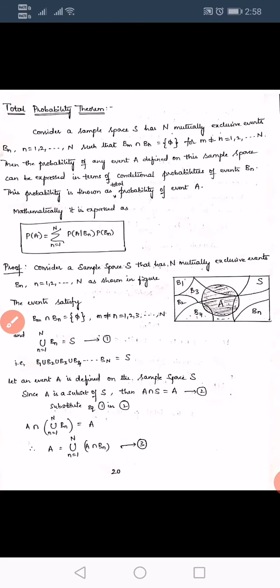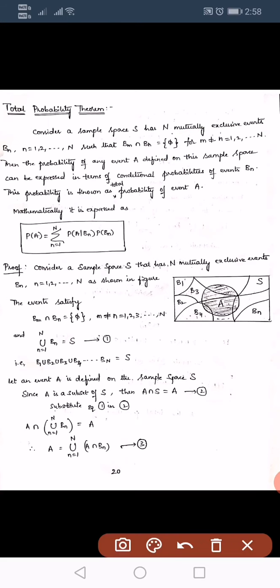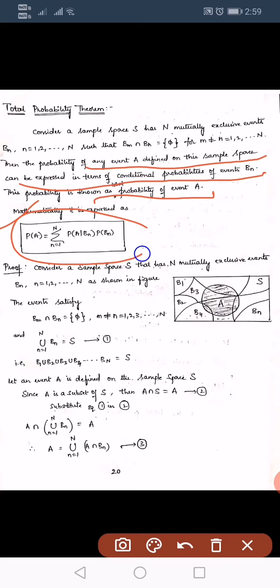Now the probability of any event A defined on this sample space can be expressed in terms of the conditional probabilities of the events Bn. This is called the total probability of event A. The total probability of event A is the summation, n equal to 1 to n, of P of A given Bn into P of Bn. This is the formula of total probability. Total probability is based on conditional probability.